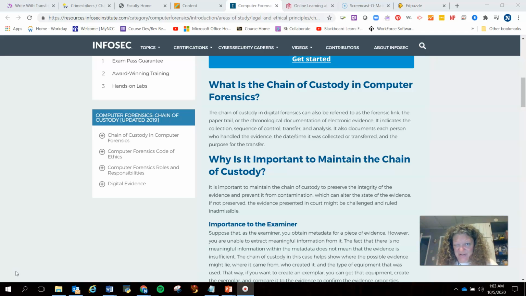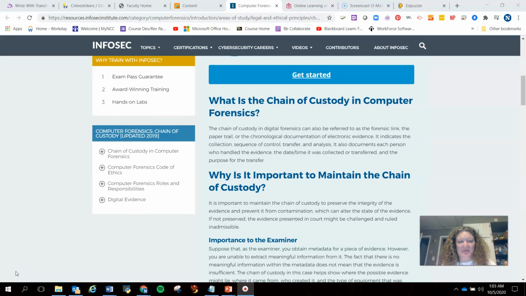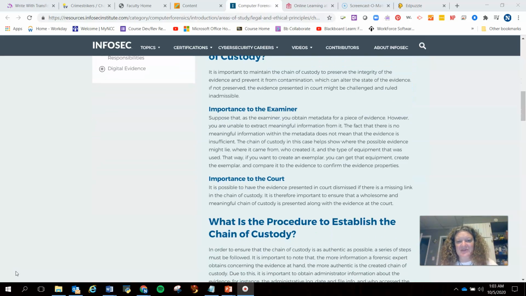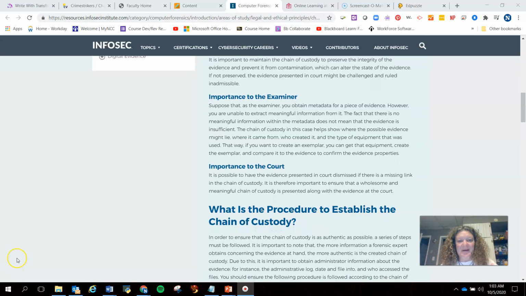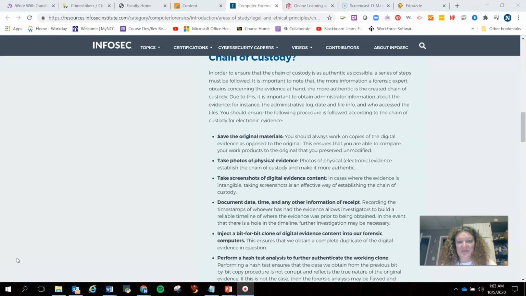Your textbook is good, but it is very chatty. And it's graduate level stuff. So definitely watch the slides. But this article from InfoSec I thought is really helpful and really breaks everything down. It talks about the importance of the examiner and the importance in the court. So it has some really great tips.